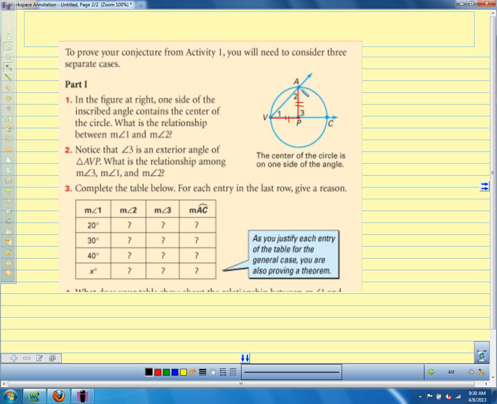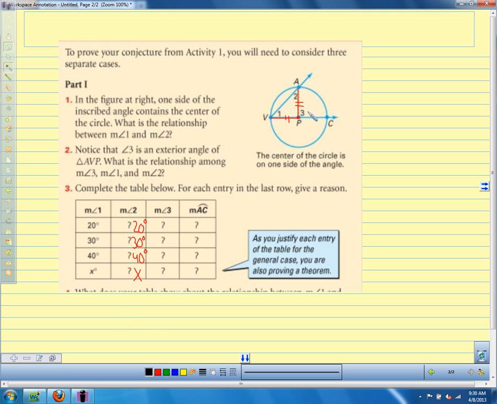So this triangle here is an isosceles triangle. These two sides are the same. If these two sides of the triangle are the same, what does that tell us about these two angles, Ashley? If we have two sides of a triangle that are the same, what do we know about the two angles? They have to be the same. So angle 1 and 2 are always going to be the same. So using that because we know we have an isosceles triangle, let's start filling out our chart. If measure of angle 1 is 20 degrees, what's measure of angle 2? 20 degrees. If measure of angle 1 is 30, what's measure of angle 2? 30, 40, and x.